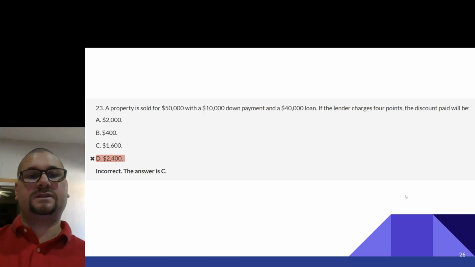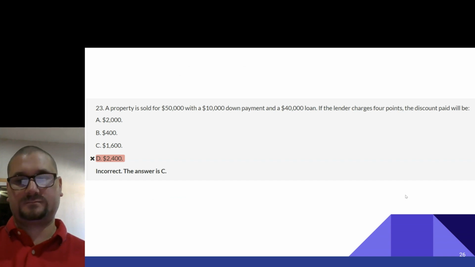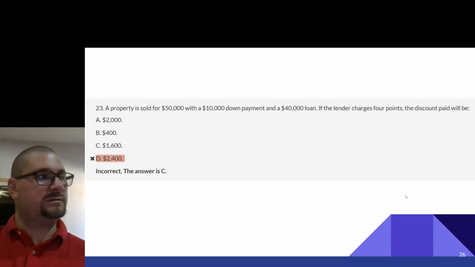Property is sold for $50,000 with a 10% down payment and a $40,000 loan. If the lender charges 4 points, the discount paid will be $1,600.